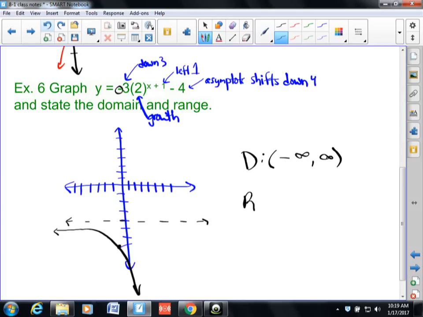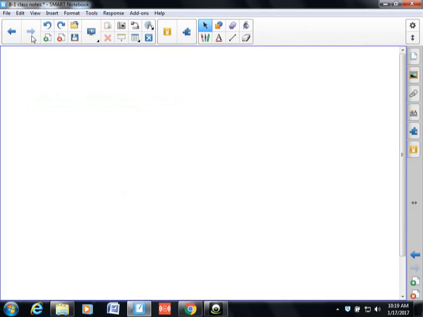And then our range, again, it doesn't matter that it's high at the left and low as we move right. Remember, it's from the bottom up. So we're looking at negative infinity to negative 4. I believe that's it. Let me just double check. Yep, that was it.